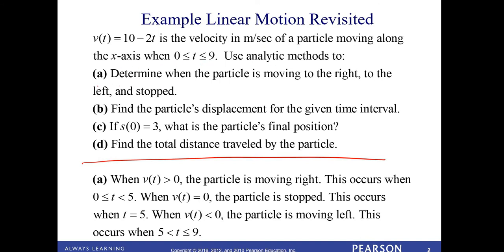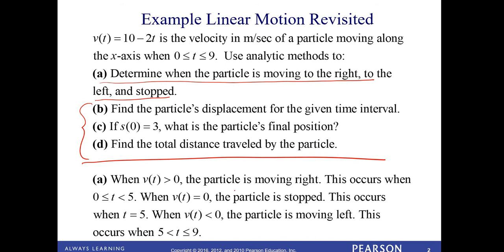So we're going to do four things. First, determine when the particle is moving to the right, to the left, and stopped. So think for just a moment, what are we going to do to find when velocity is right, left, or stopped? We'll come back then and do displacement, position, and distance. Remember, these three things are very different. So moving to the right and to the left, well, the answer is down here.